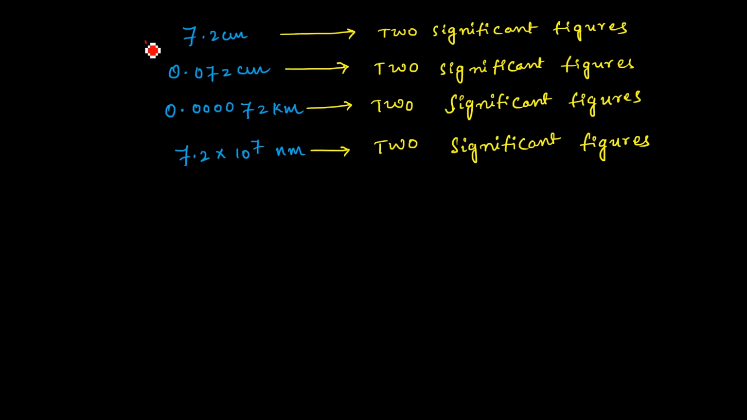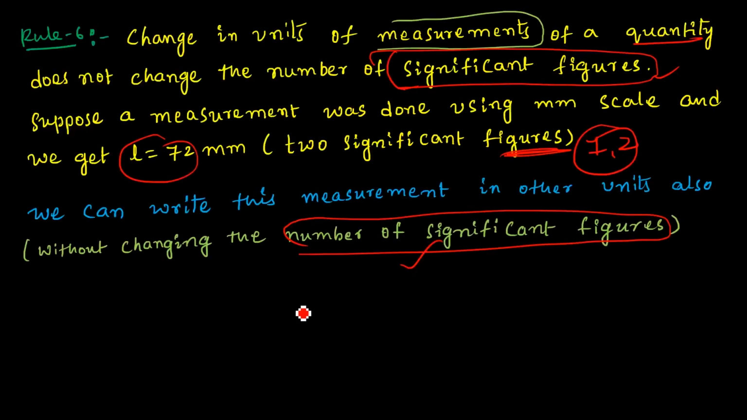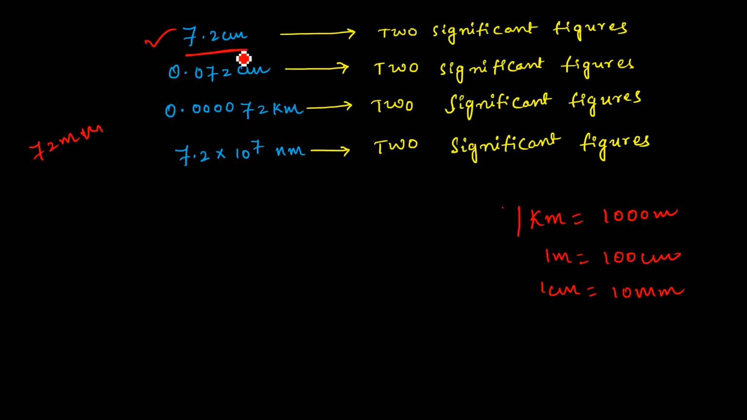So here you can see we can write 7.2 centimeter for 72 mm. We can also go with the kilometer. 1 kilometer is equal to 1000 meters, 1 meter is equal to 100 centimeter, 1 centimeter is equal to 10 mm. Like this we can consider. So 72 mm is given, and now you can see 7.2 centimeter.